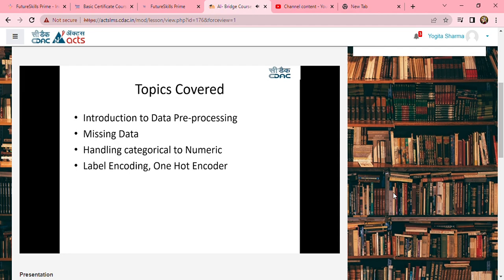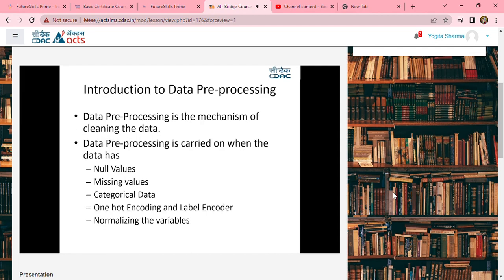Without delay, let us move into the session of introduction to data preprocessing. Data preprocessing is the mechanism of cleaning the data. Data preprocessing is carried out when the data constitutes missing values, null values, categorical data, and normalization, or the variables are on different scales.